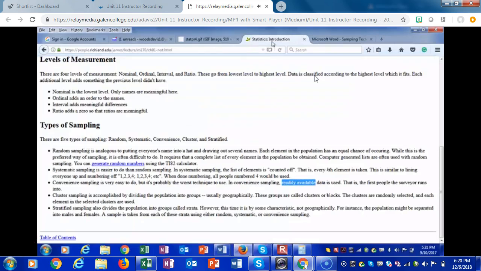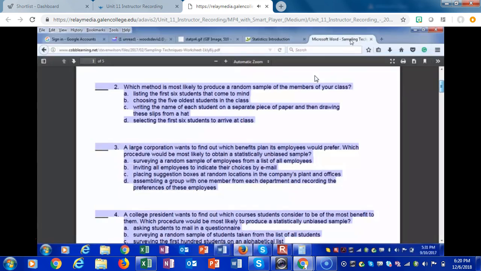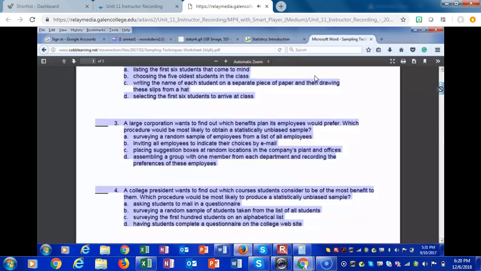Let's go back to what a random sample is. Random sample says each element in the population has an equal chance of occurring. It also says you can put everyone's name into a hat and draw out several names. So here, for number 2, C looks more like random sampling than anything else. Writing the name of each student on a piece of paper and then drawing these slips from a hat.